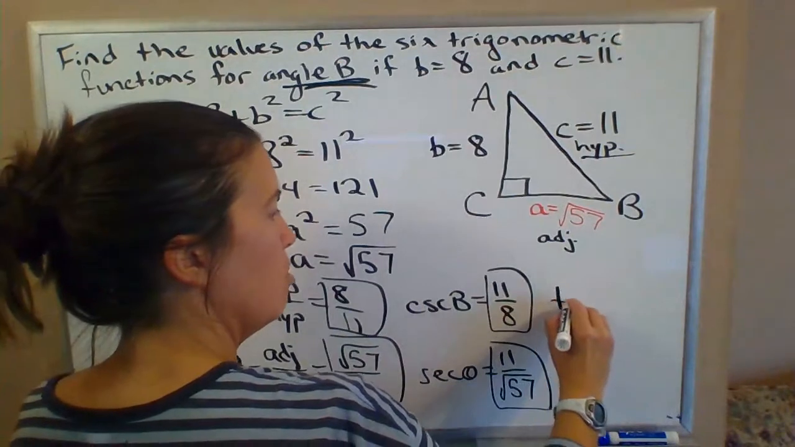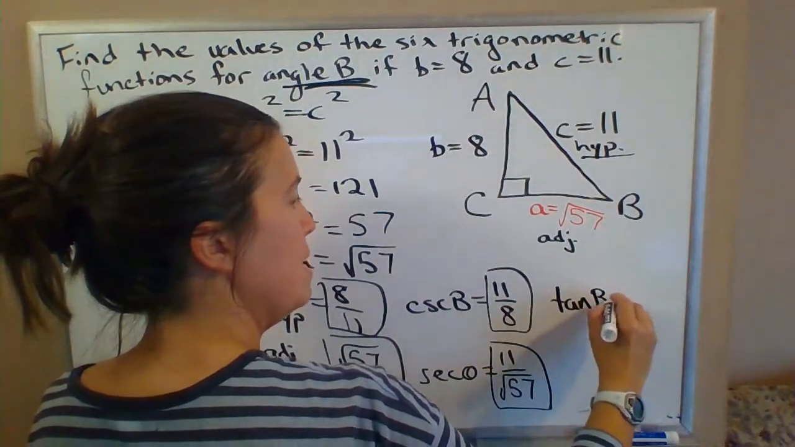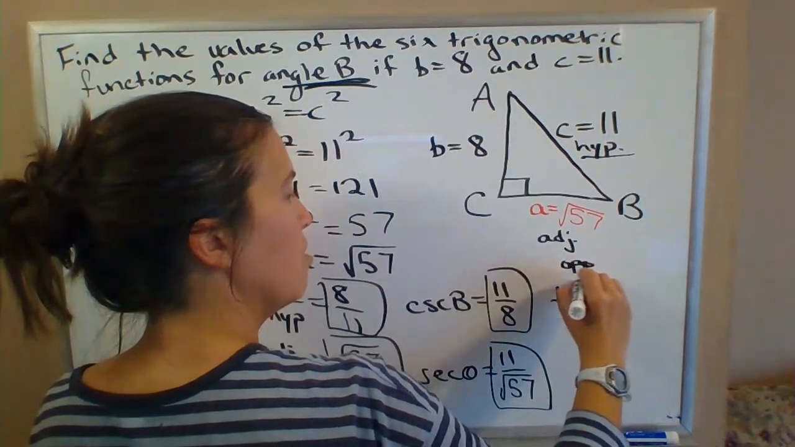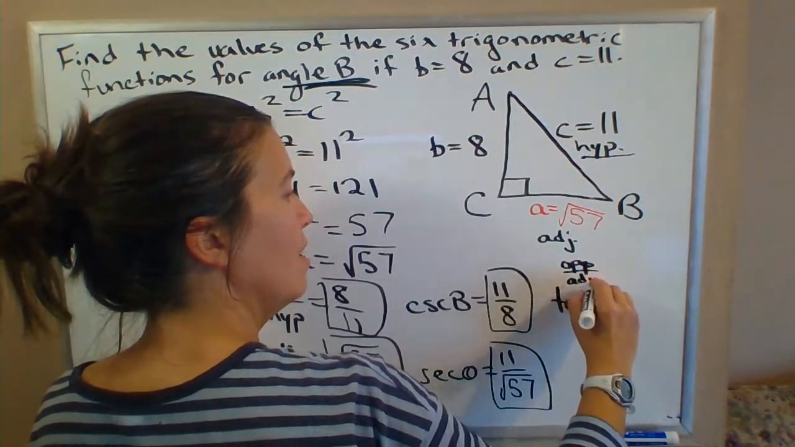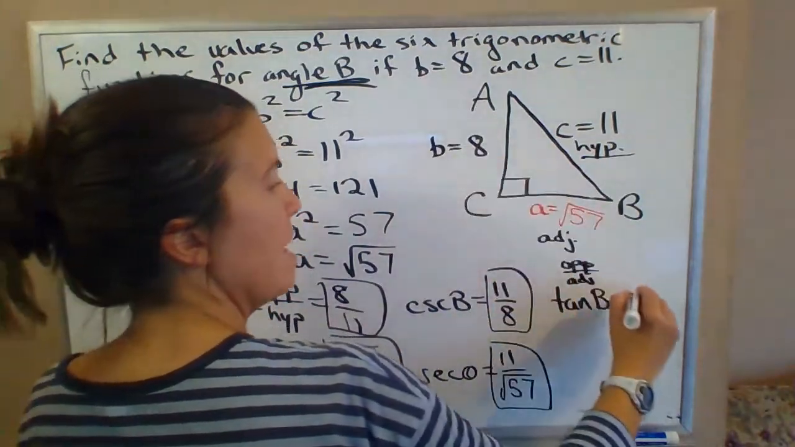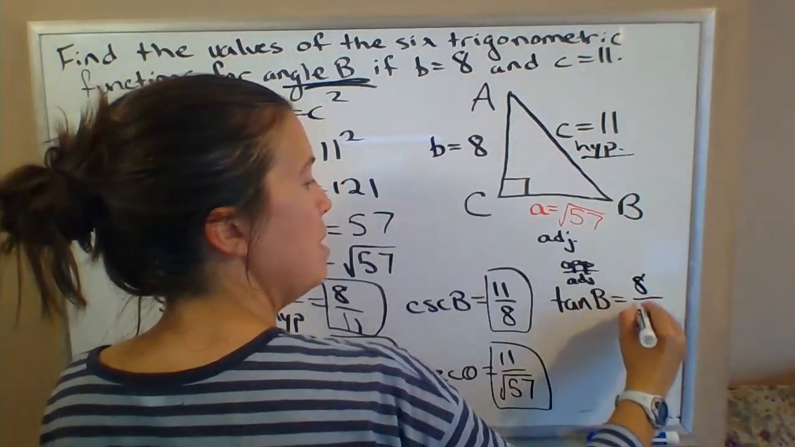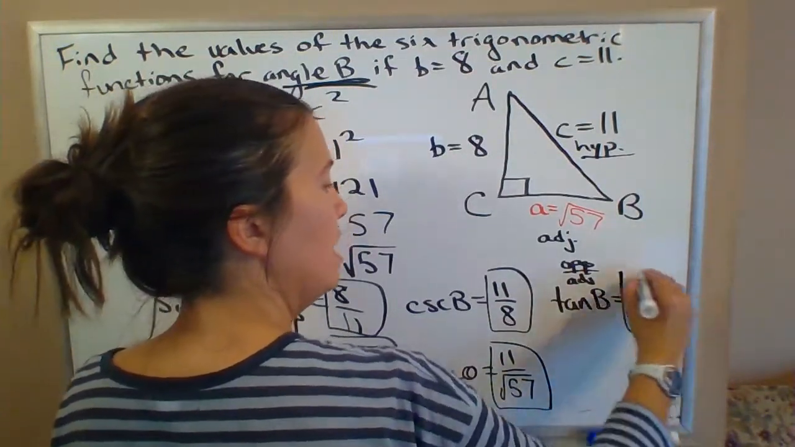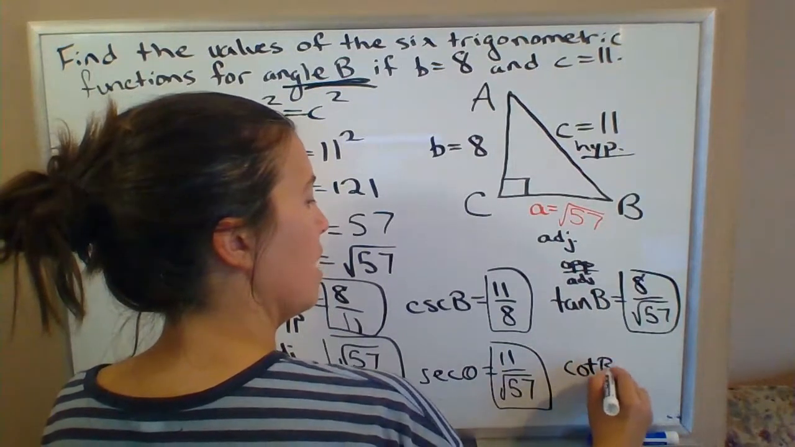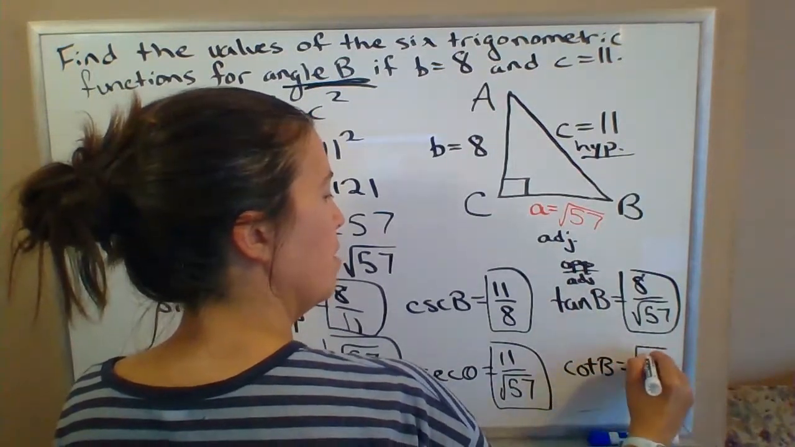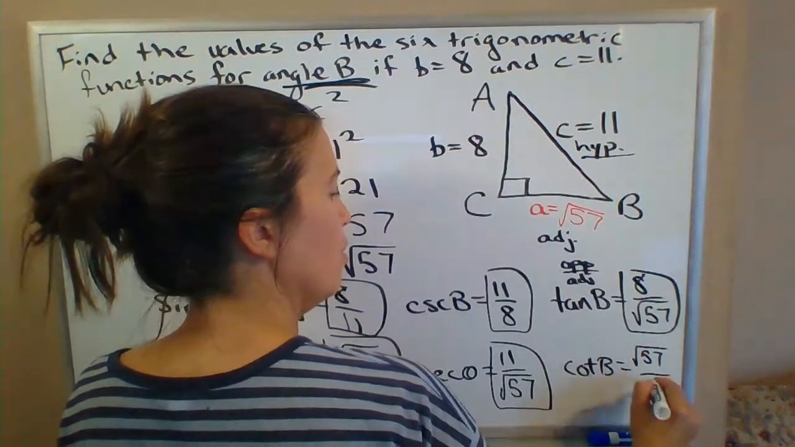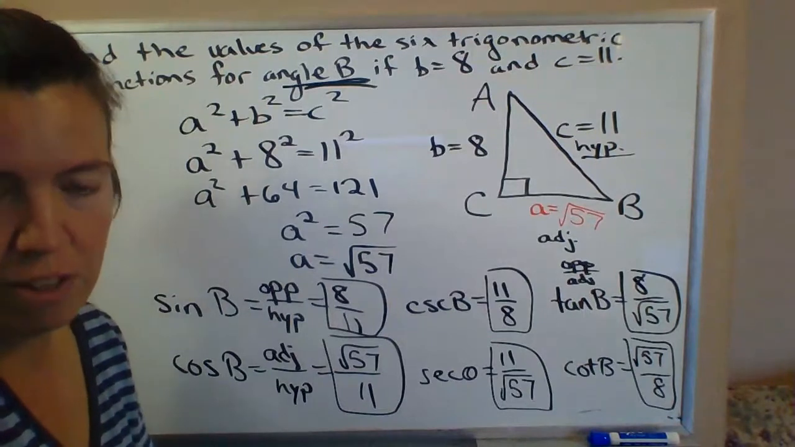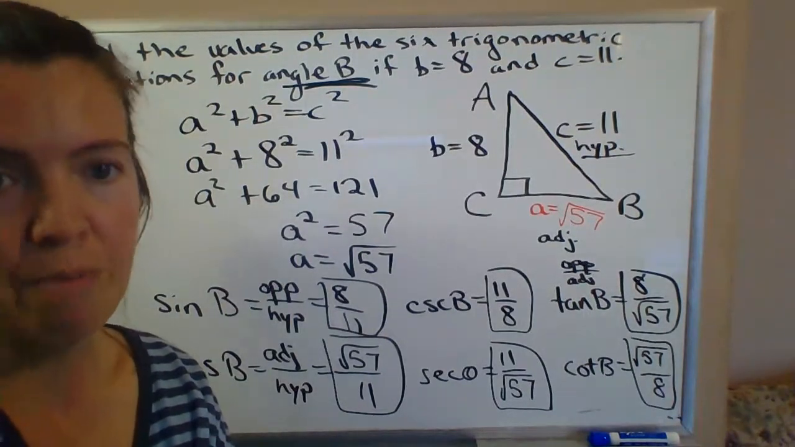In my math lab, you may have to multiply top and bottom by the square root of 57 here. Last values, though. So tangent of B is opposite over adjacent. Oops, that's the TOA part of SOHCAHTOA. So opposite of B, that's 8, over adjacent to B, that's that square root of 57 side. And then cotangent is just the reciprocal of that. So we could just take that value and flip it. Square root of 57 over 8. And we're done. Those reciprocal identities can really save you some time, and they're very much worth memorizing.